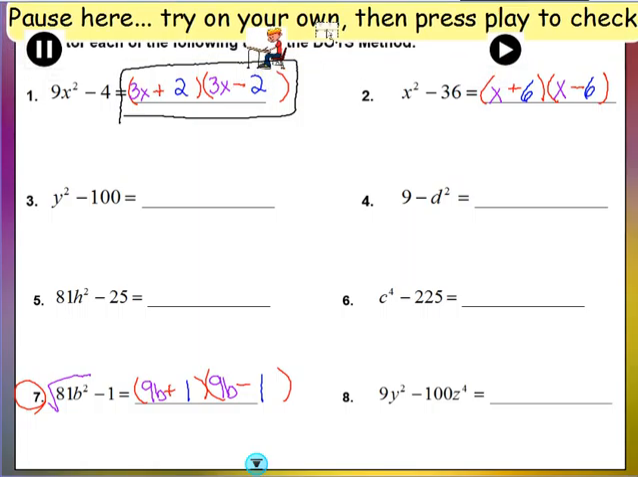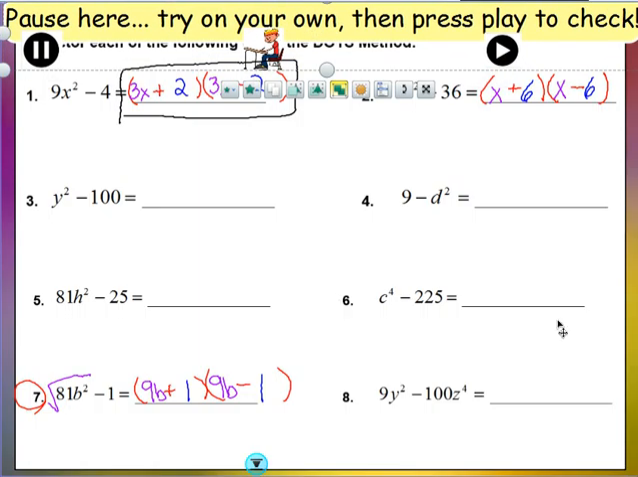So at this point, to see if you know how to do it on your own, you should press pause, try a few, and then check your answers. And you hit play. So again, press pause, and by the time you hit play, you'll be able to see your answers.